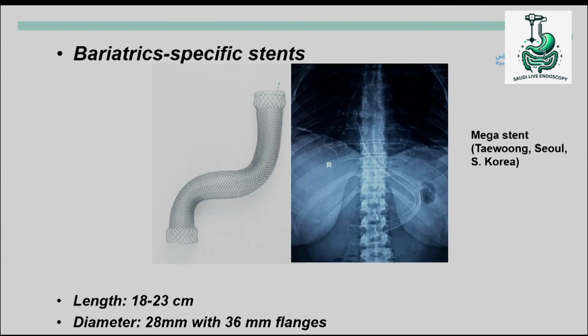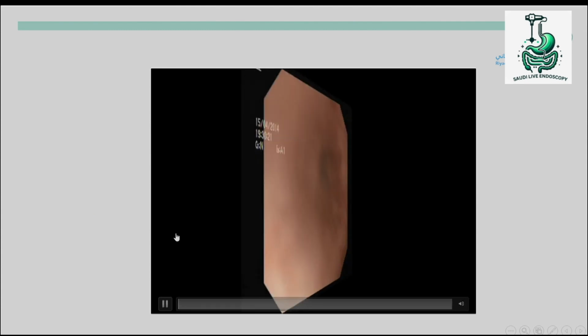So our approach, when we started working on this maybe 12 years ago, is that we were one of the first teams that started working with these bariatric-specific stents. This is the mega stent from Taiwan. These are really massive stents, with diameters reaching up to 36 millimeters. They have the advantage of being highly flexible, as you see, and really large to reduce the risk of migration.